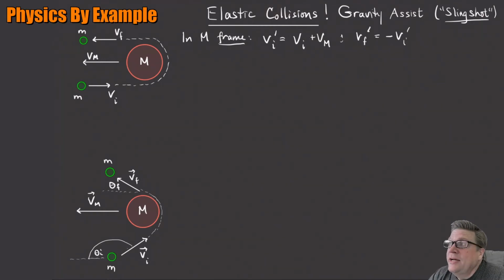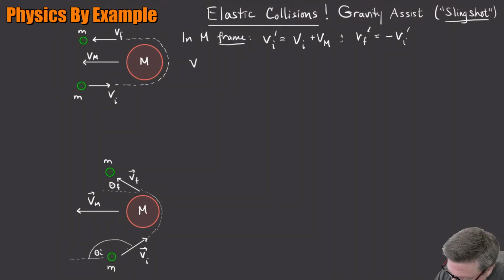Okay, so now that that's V final, that's still in the planet's frame. So how do I get back to the solar system frame of looking at this thing? How do I get back? Well, what I did to get into this frame was I added a Vm, so now I'm going to subtract it.